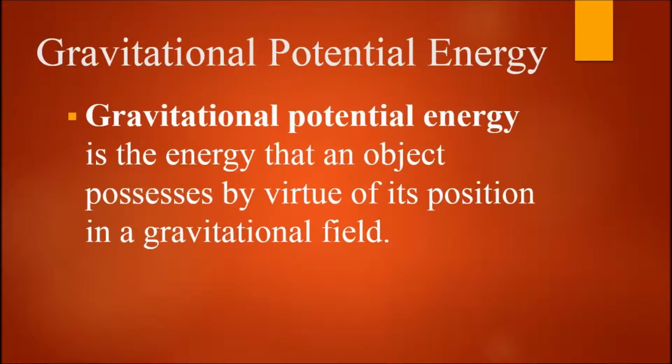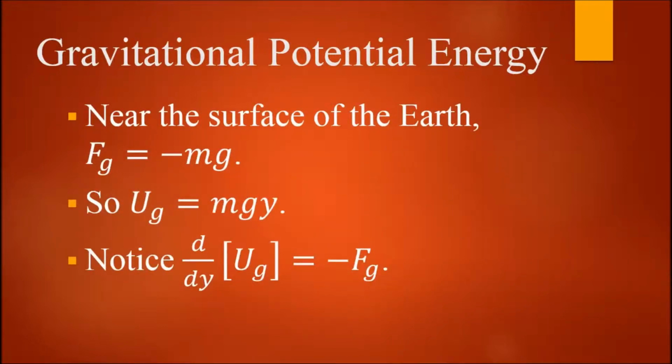Now, one type of potential energy is gravitational potential energy, which is the energy that an object possesses by virtue of its position in a gravitational field. Near the surface of the Earth, the force due to gravity is equal to the negative of the mass times the acceleration due to gravity, where the negative sign is there since the force is always directed towards the surface of the Earth. And so the gravitational potential energy is the mass times the acceleration due to gravity times its position y, the vertical position above the surface of the Earth. Notice that the derivative with respect to y of the gravitational potential energy is the negative of the force of gravity.